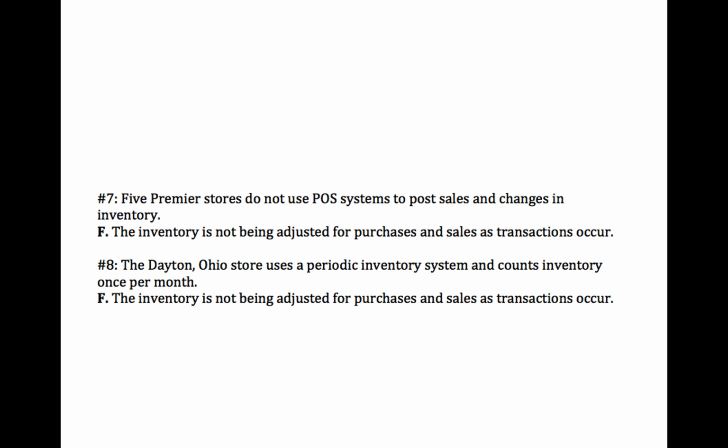Number eight, the Dayton, Ohio store uses a periodic inventory system and counts inventory once a month rather than a perpetual system that counts and updates all the time. So again, inventory is not being adjusted for purchases and sales as they occur. And the problem with both seven and eight is that the accounting is delayed, and if it's not an automated system, it may cause errors.